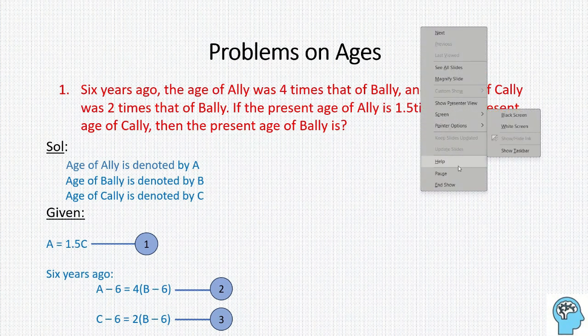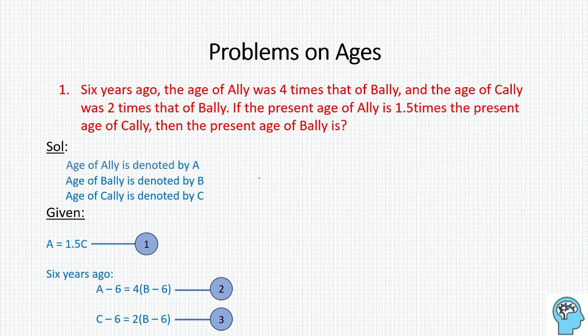So let's start with the first problem, and the problem statement is: 6 years ago, the age of Ali was 4 times that of Bali, and the age of Cali was 2 times that of Bali. If the present age of Ali is 1.5 times the present age of Cali, then the present age of Bali is?